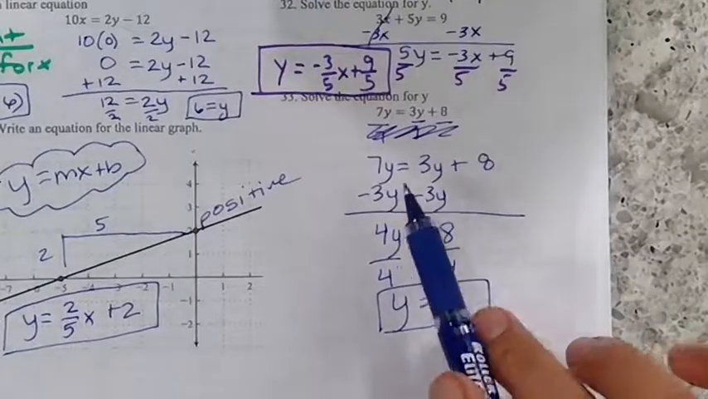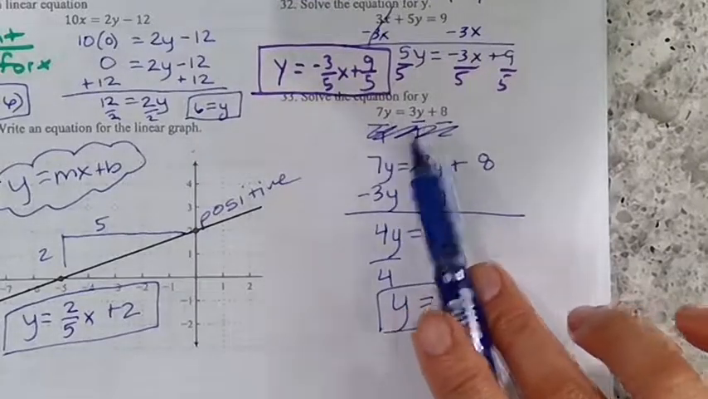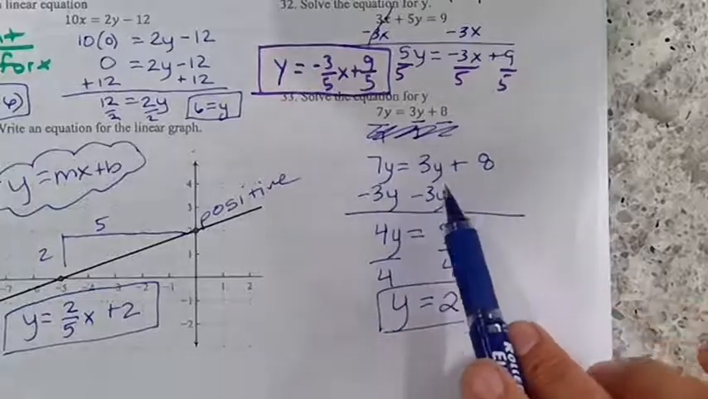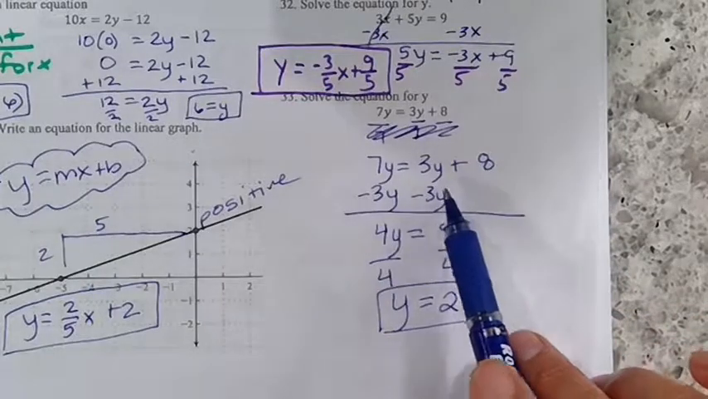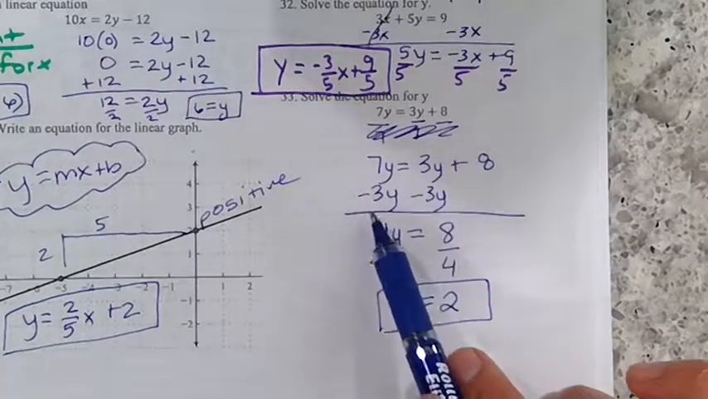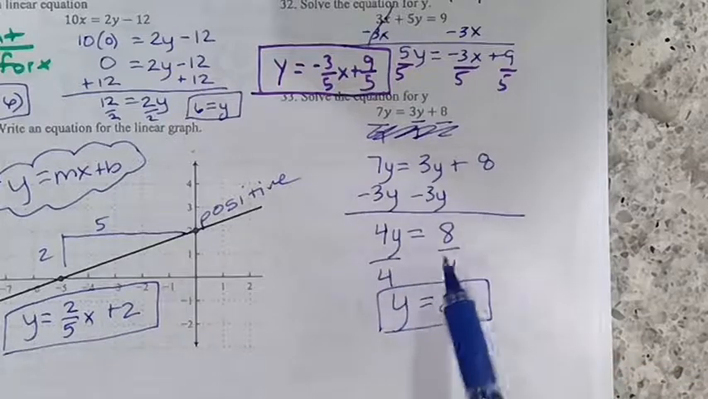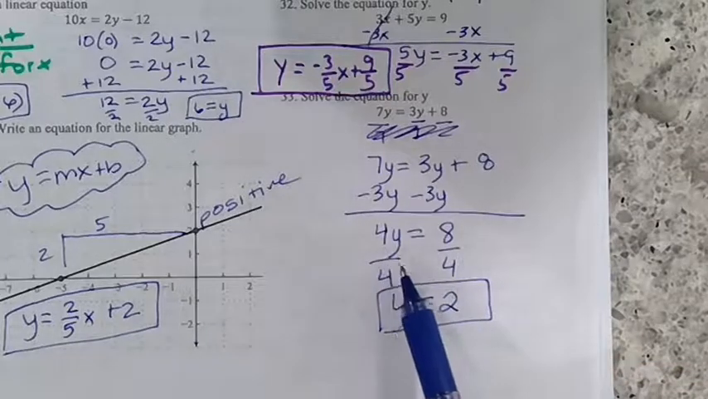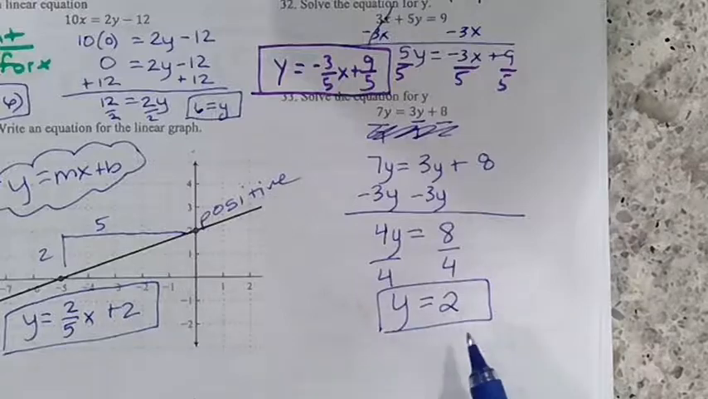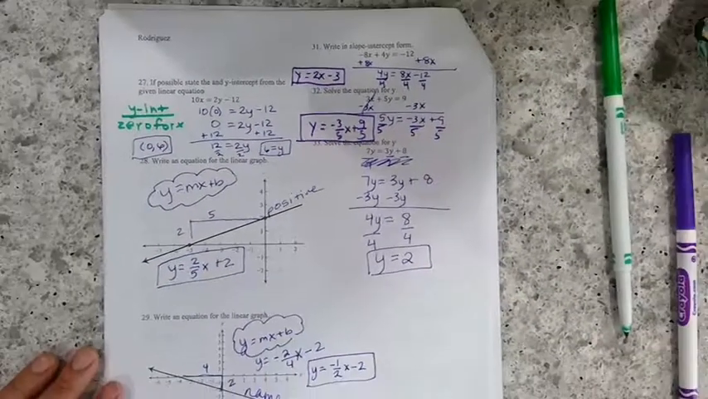So you have a y and a y. You don't have y and x. So you have to get all your y's together, combine your like terms. So subtract 3y from both sides. 4y equals 8. Solving for y, divide by 4 on both sides. So y is just equal to 2.